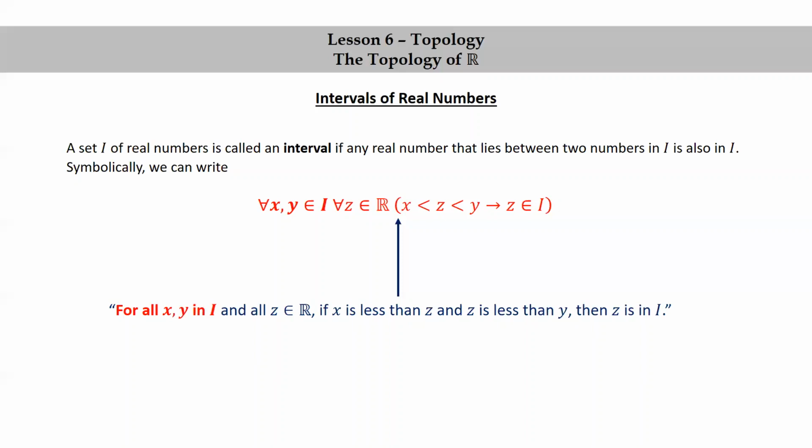This first part, the upside down A, is read "for all." So that's read "for all x, y." And that Greek letter epsilon is the membership relation. That's read "is a member of," or "is an element of," or simply "is in." So that whole first little part there is "for all x, y in I." Then the second part, similarly, is "for all z in R."